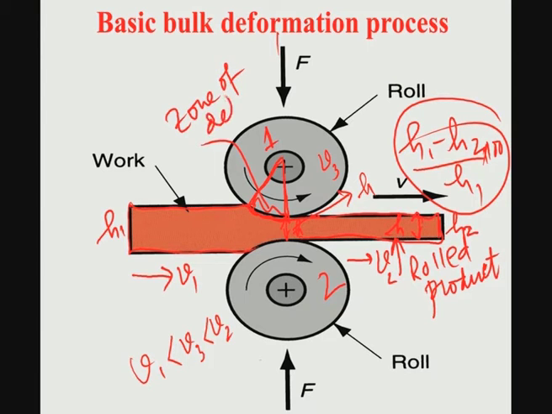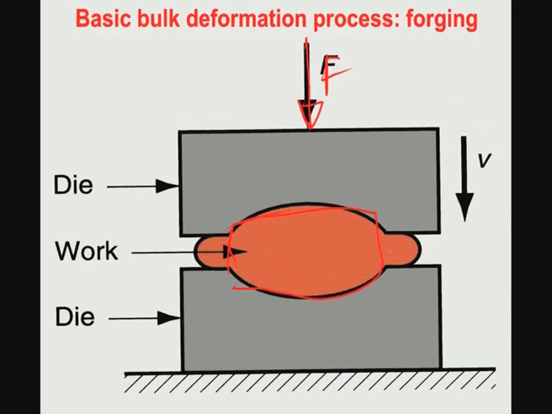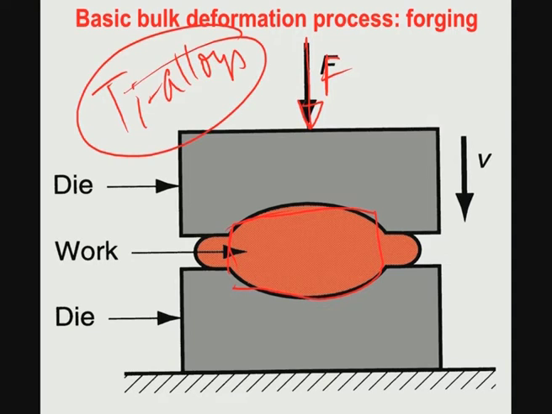At this zone of deformation, the height of the metallic workpiece will be reduced from h1 to h2 progressively, because you see this h2 height is the same as the roll gap height h. So, the rolling process is also accomplished under compressive stresses. The same is true for forging, because titanium alloys, many titanium alloys, are used in the forged condition.